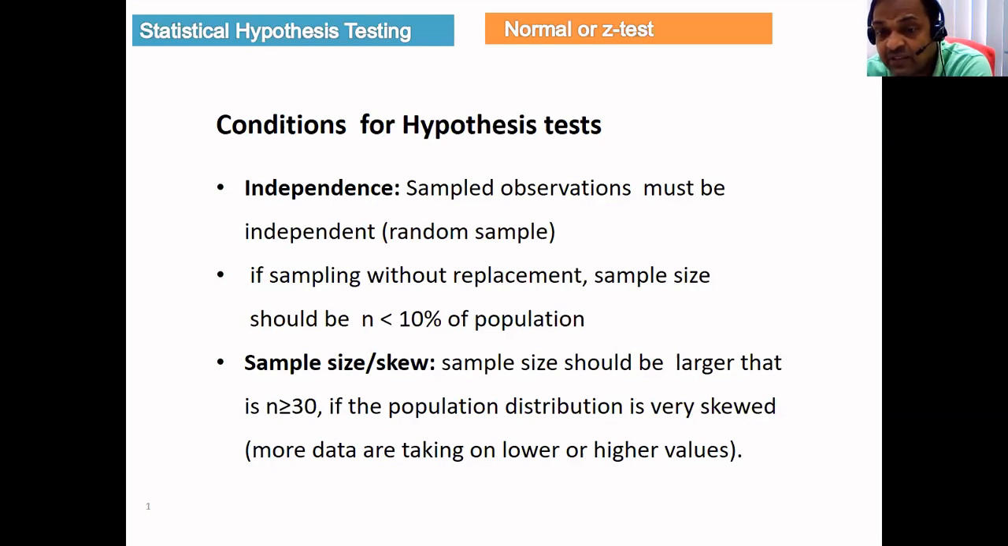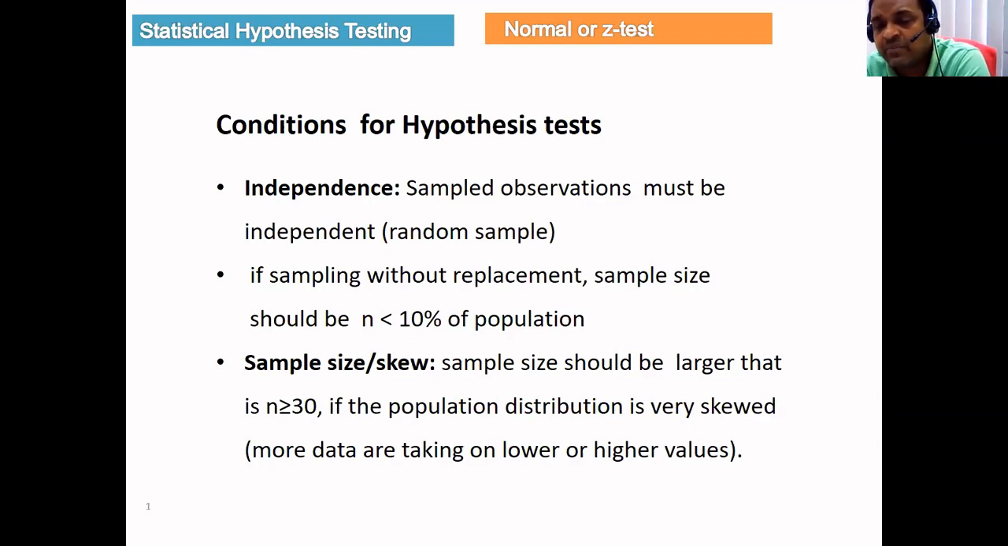But if you take the sample without replacement, that is, you are not putting it back into the population, then your sample size should be less than 10% of the population. It's a very important assumption. You cannot take more than 10% sample from the population if you take the data without replacement. For with replacement, there is no assumption. You can take as many as you want. But without replacement, it should be less than 10% of the population.